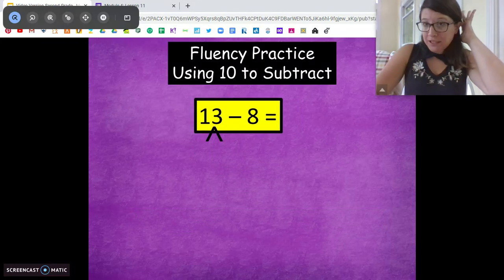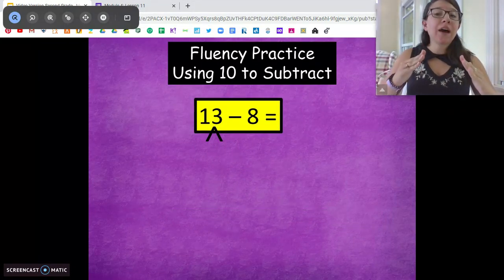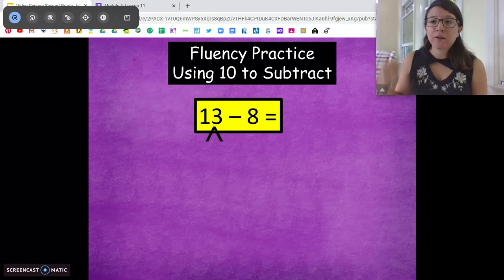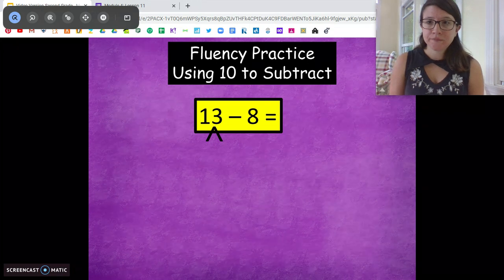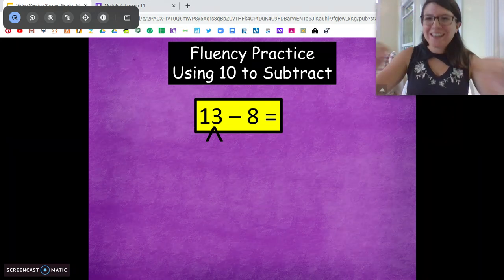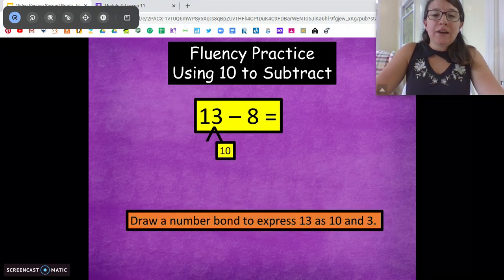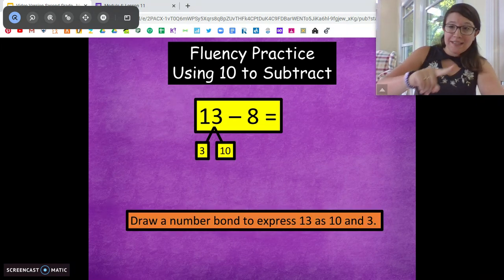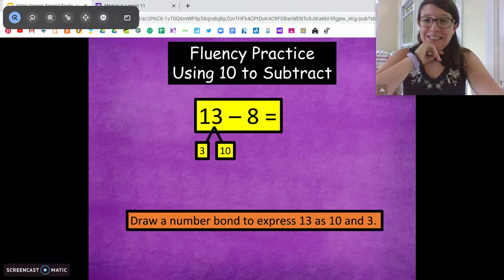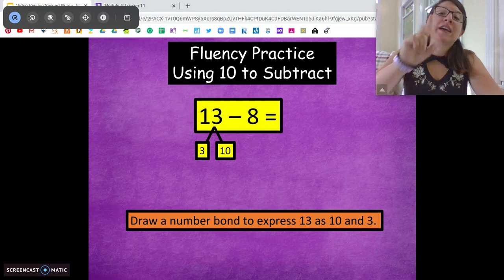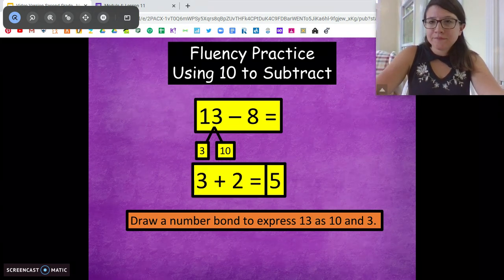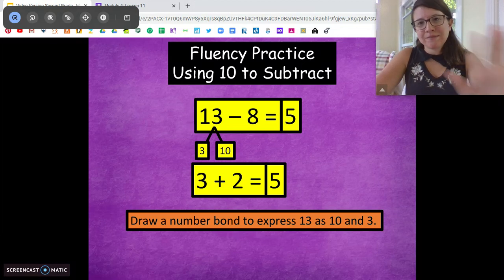All right, try another one. This one's a little bit different. You're still going to break down 13 into your 10s and 1s, but be careful with that 8. So pause the video, try it on your own. Ready? Okay, so we have 13. We're going to break it down into 10 and 3. Then we're going to take our 10 minus our 8. What's 10 minus 8? It's 2. Don't get tricked. It's not 1. Make sure you did 2. So we're going to add our 2 plus our 3 to get 5. 13 minus 8 is 5.